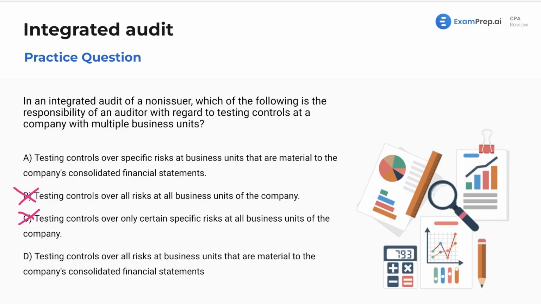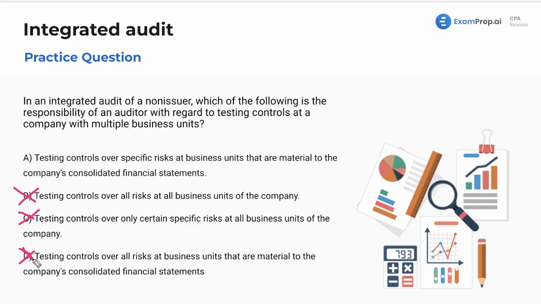Interesting, right? So what's the difference between A and D? Well, testing controls over specific risks and all risks. That's where we get into the fun minutia of the exam. It is not the auditor's responsibility to test all risks. It is the auditor's responsibility to test specific risks, because the auditor needs to obtain sufficient evidence to assess the risk that material errors or irregularities could occur in the company's financial statements. So again, slight differences.